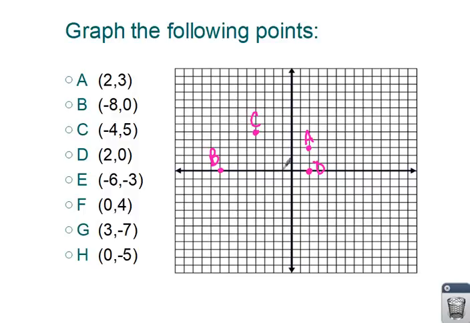Point E, (-6, -3). Point F, (0, 4). Just go up 4. Point G, you go over 3 and down 7. And point H is just down 5. Okay, make sure that all of those points make sense on how I got them to the right place. Okay, because that's kind of a big deal.